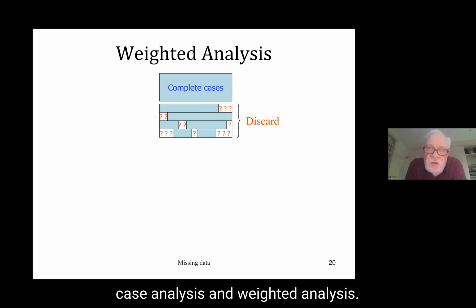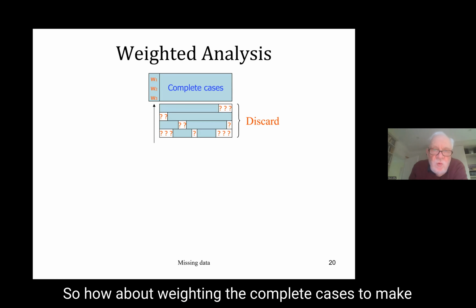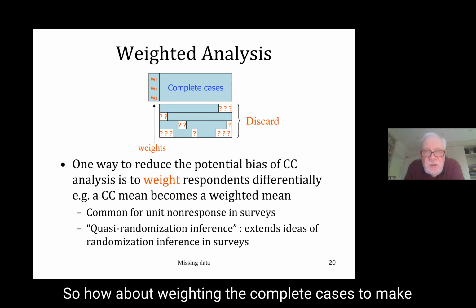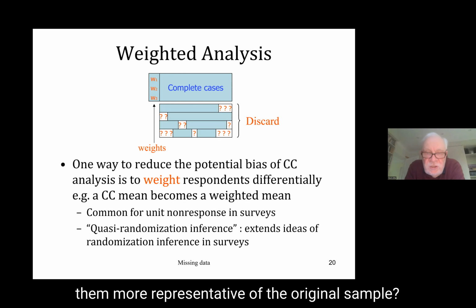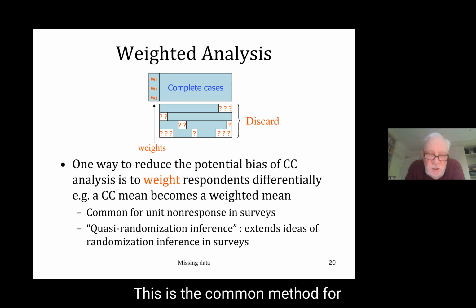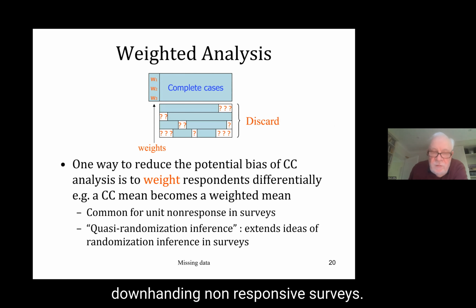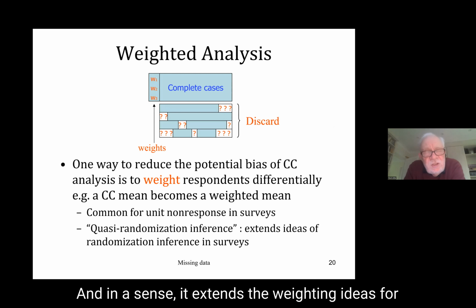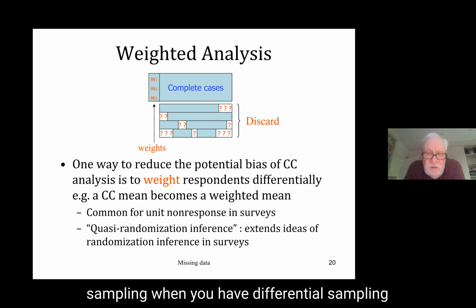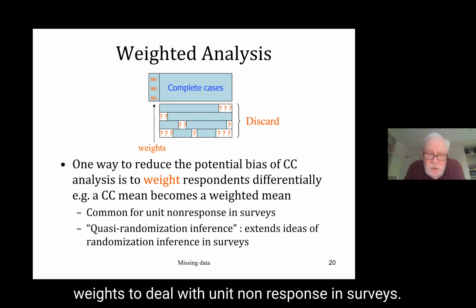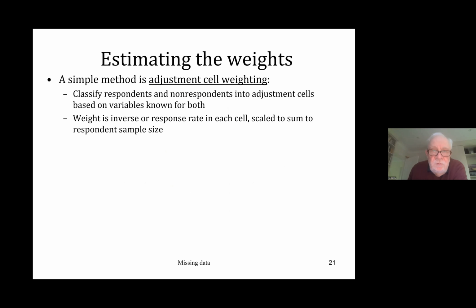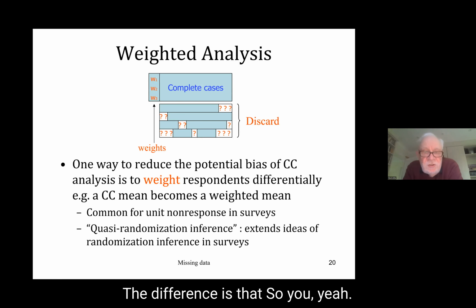Then weighted analysis. So how about weighting the complete cases to make them more representative of the original sample? This is the common method for handling unit non-response in surveys. And in a sense, it extends the weighting ideas for sampling when you have differential sampling weights to deal with unit non-response in surveys.